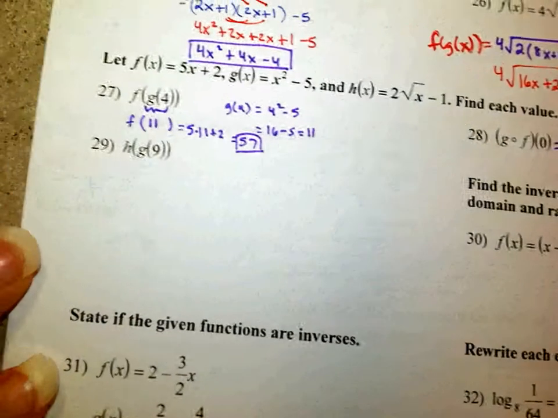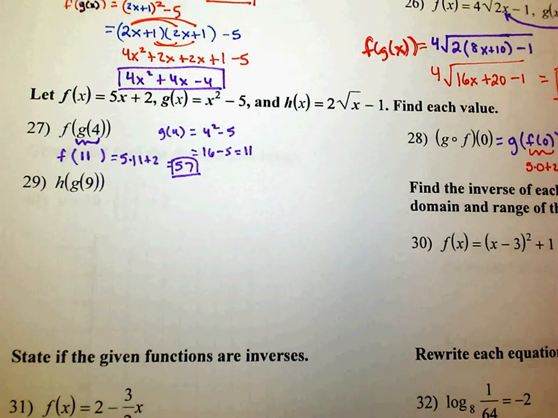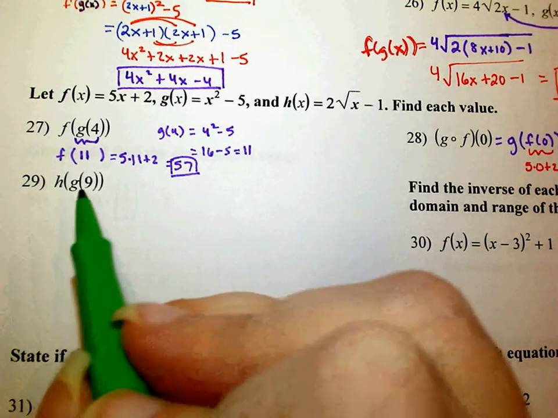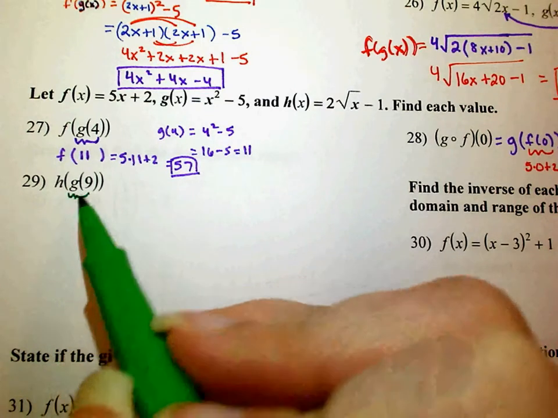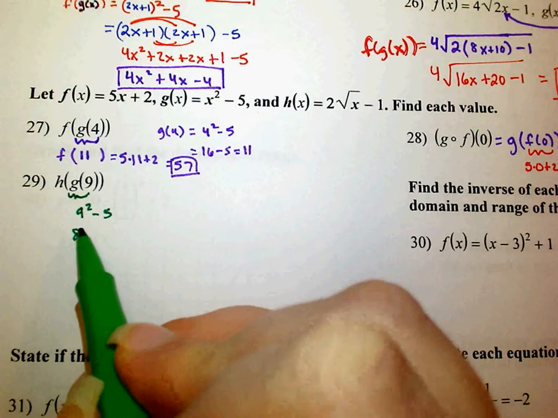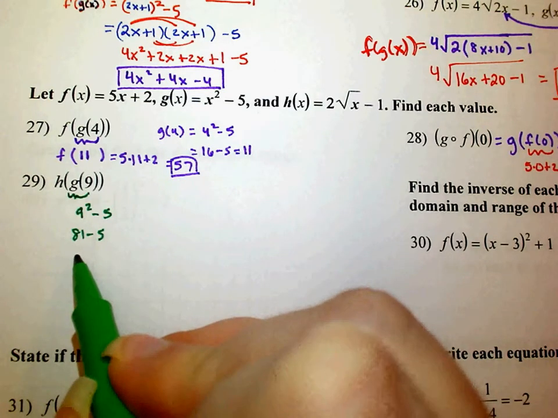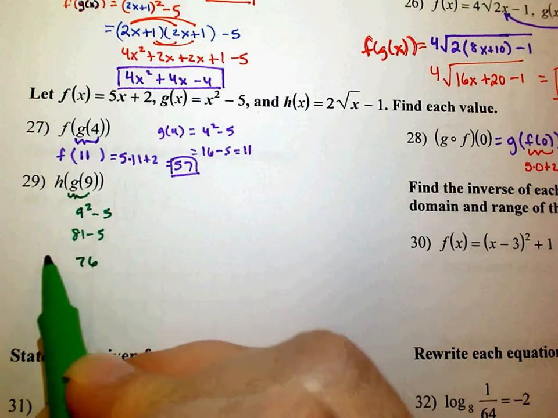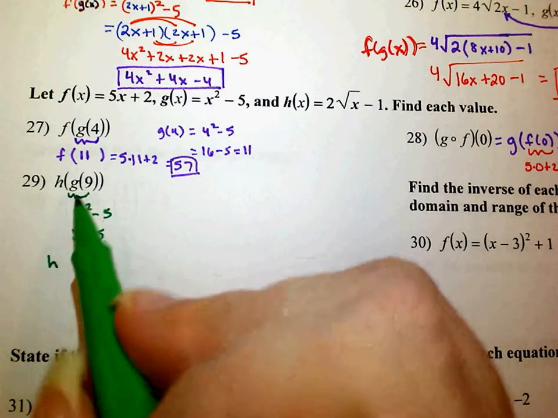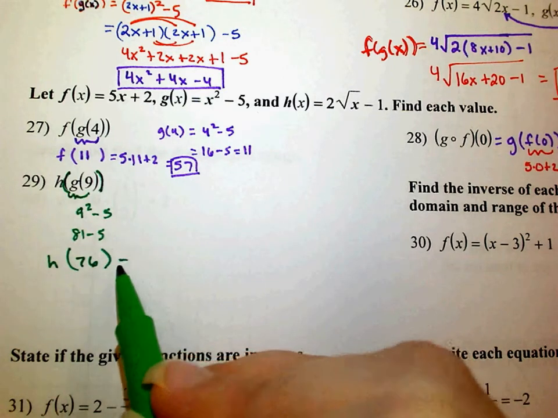29 says find h of g of 9. So what I'm going to do is first find the inside function g of 9, which means 9 squared minus 5. That's 81 minus 5. That's 76. Okay. So that g of 9 is 76, so I need to find h of 76. So I've got 2 times the square root of 76 minus 1.